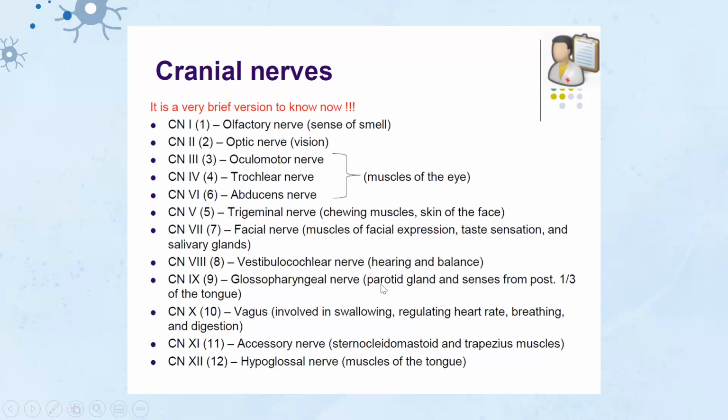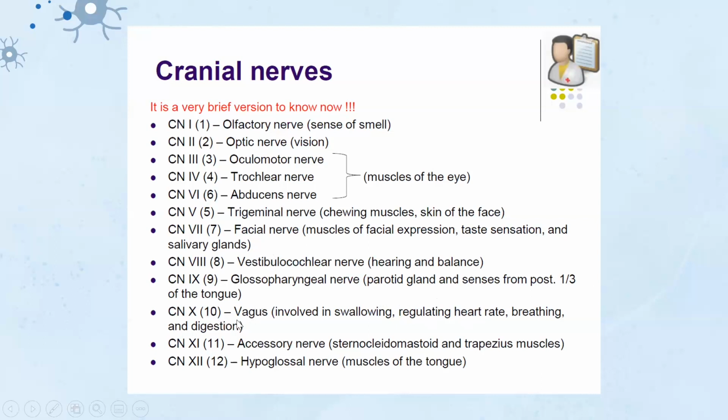9, the glossopharyngeal nerve, supplies the parotid gland, and it takes the senses from the posterior 1/3 of the tongue. Why posterior 1/3? Because the sensation from the anterior 2/3 of the tongue is controlled by the trigeminal nerve. Okay.